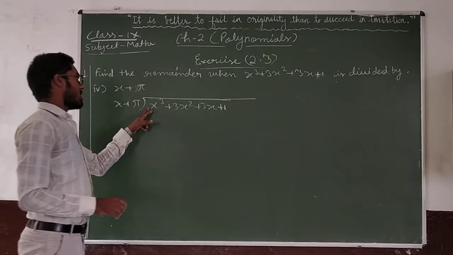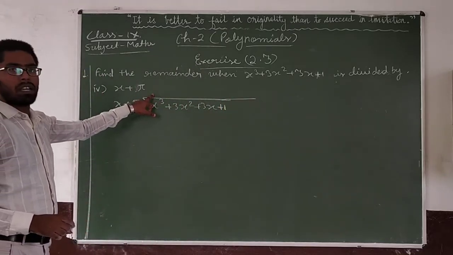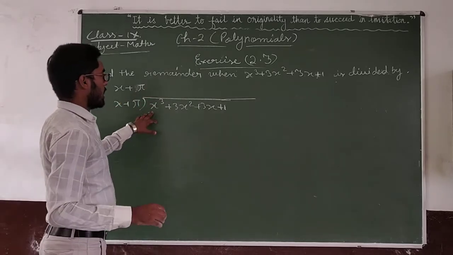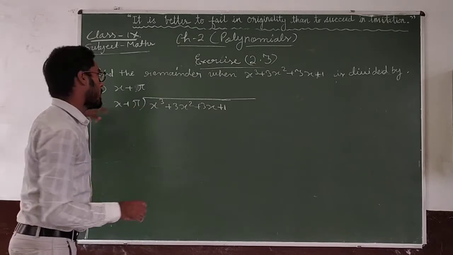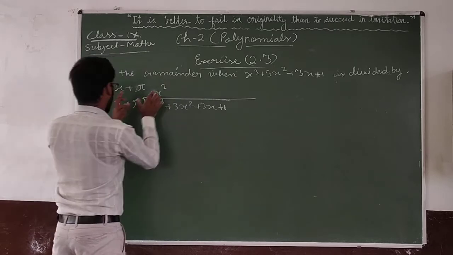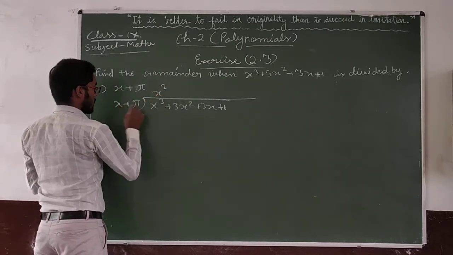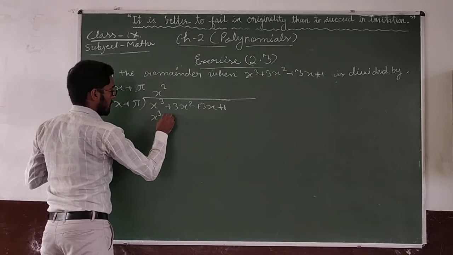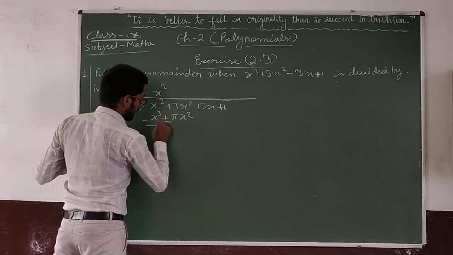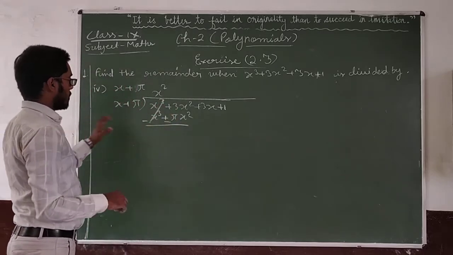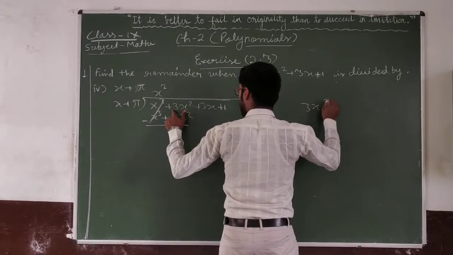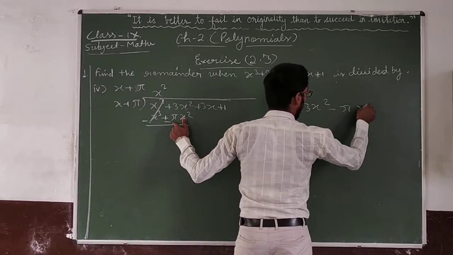First the sign is plus. Here you have x cube and you have only x in the divisor, so how many x are required? x square is required. Now multiply this x square by the divisor, and you will get x cube plus 5x square. Now subtract them: x cube minus x cube cancels, and you will get 3x square minus 5x square.